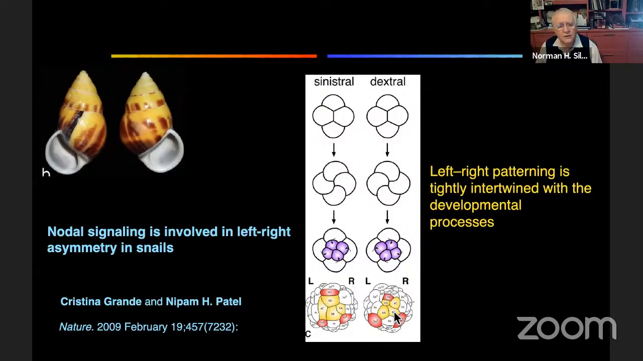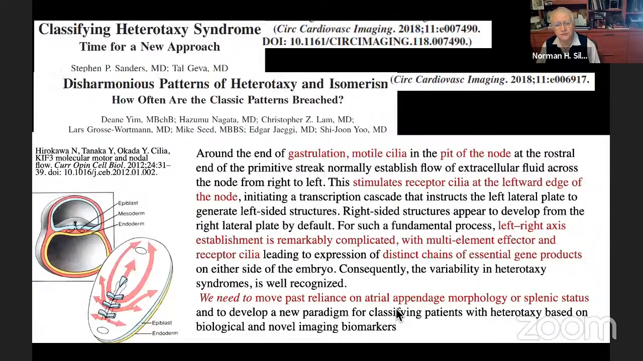So the gene that is involved in this is another nodal signaling gene called nodal, and it produces left-right asymmetry in snails. Now, we have to start going back a little bit further, and there are two new papers that have discussed this syndrome very clearly, called Classifying Heterotaxy Syndromes, an editorial by Dr. Stephen Sanders and Tal Gaver, and I'm going to show that below, and then a great paper by Dian Yim and Sijin Yu and his other colleagues from the Children's Hospital Sick Kids in Toronto.